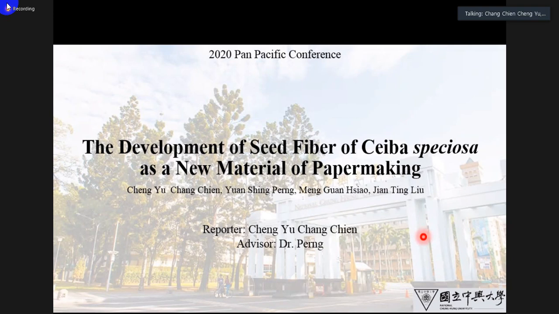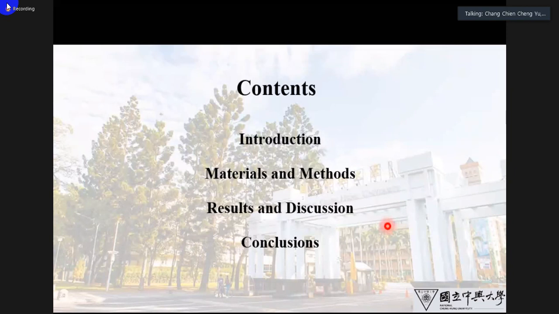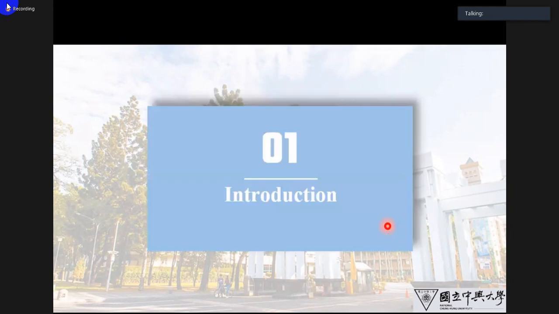Okay, thank you. Good afternoon. My name is Chan Chen Chen Yu. I'm from National Chung Hsing University, Taiwan. Development of seed fiber of Saber Specials as a new material for paper making. This is my content. The report will include introduction, materials and methods, results and discussion, and conclusions.